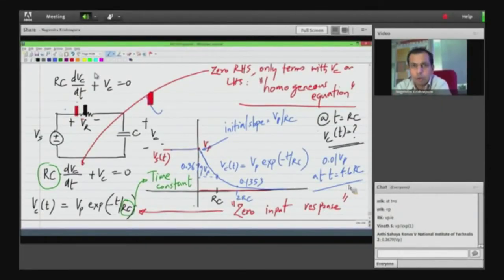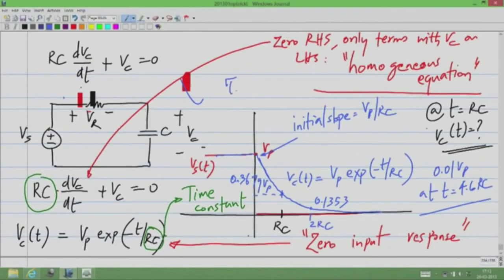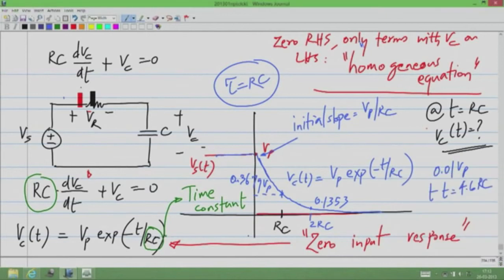Now how small you want it to be depends entirely on the context. Sometimes you may want it to be 1% of the initial value, that is 0.01 Vp. Sometimes you may want it to be 0.1% or even smaller. But this is a good number to remember. For the voltage to reduce to 1% of the initial value, you have to wait for 4.6 time constants. Many times the time constant is denoted by the letter tau, and for this circuit it is equal to RC, and in 4.6 time constants it reduces to 0.01 Vp. Any questions about this?